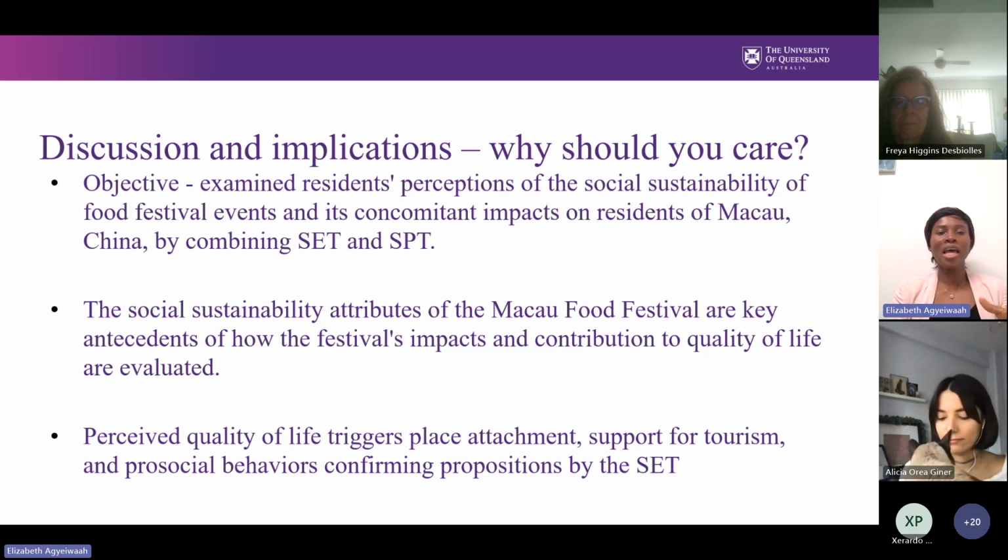And we also realized that the perceived quality of life influenced their support for tourism. And this was the social exchange outcome: if they feel that the food festival event has a very high impact on their well-being, it also triggers their willingness to be very pro-social during the events or even during the period, because they know that the festival benefits them.